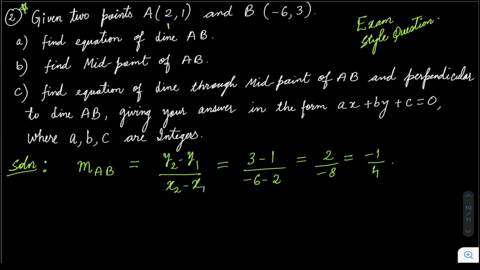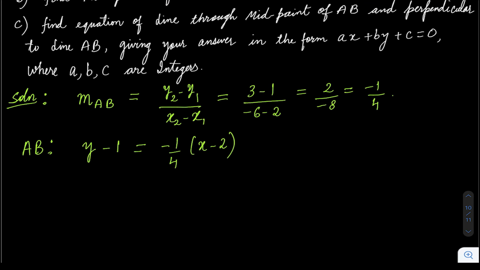Now I have the gradient, I have the points. I actually need only 1 point. Let's take this point. So the equation of line AB will be y minus y1 is equal to gradient into x minus x1. So let's simplify this a little bit to get the final answer.